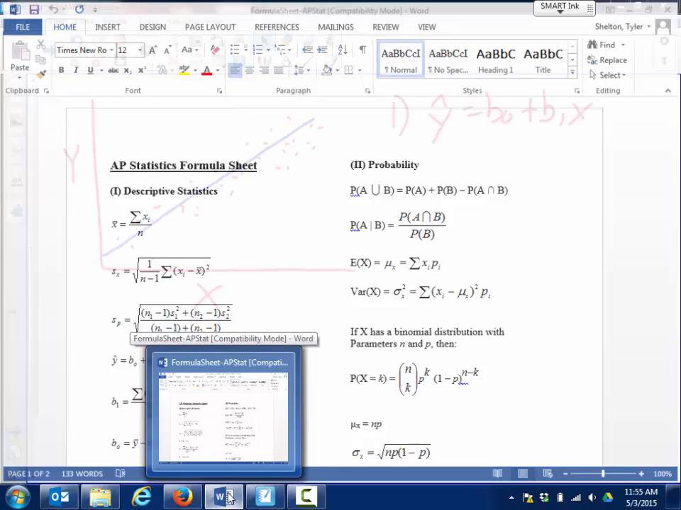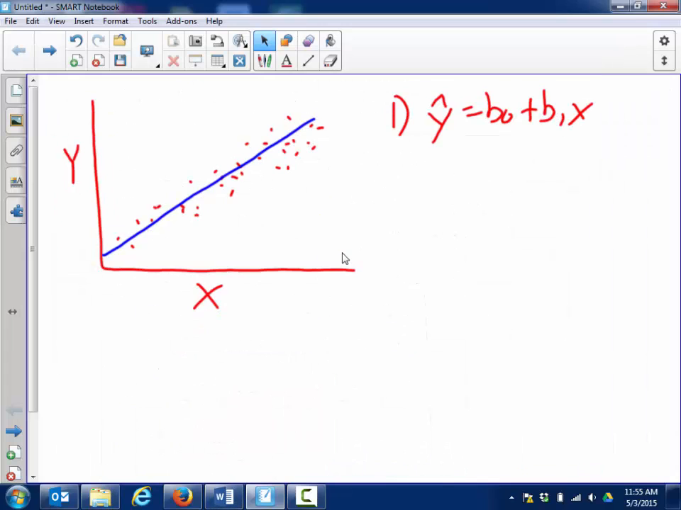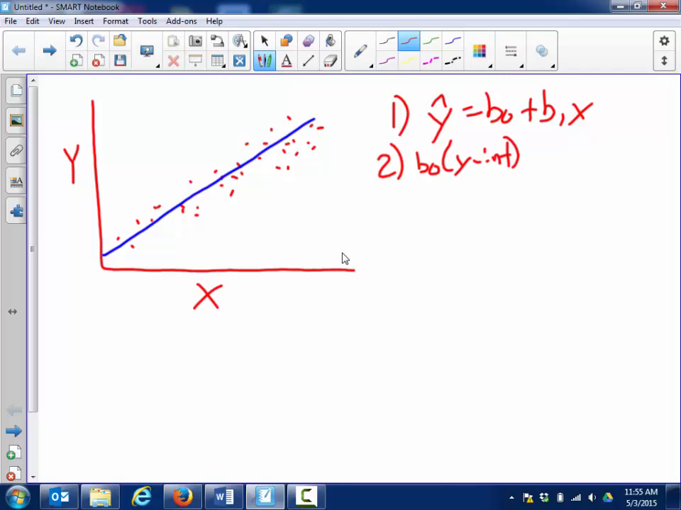And then closely related to that, the second equation I want to look at with you guys is this b naught, your y-intercept, equals y bar minus b1 times x bar, okay? Now where does that come from? Well, every regression line, remember, goes through the center of your x data and the center of your y data.